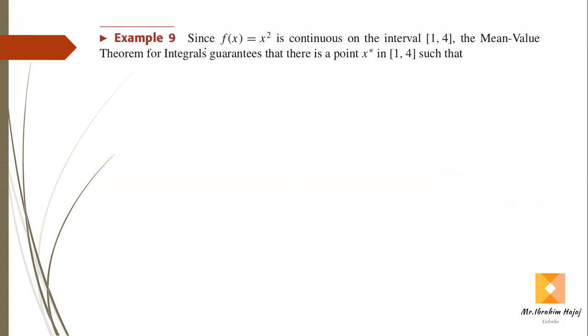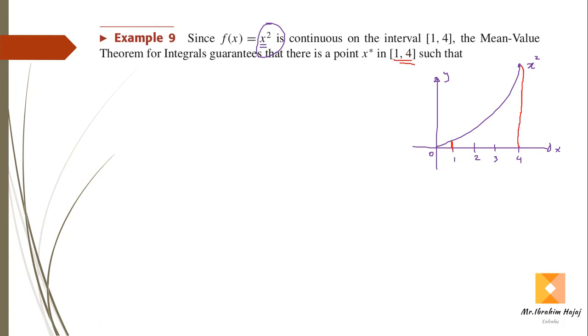For example, here is a question on it. Since f of x equals x squared is continuous on the interval 1 to 4. If we graph quickly x squared, starting at 0 and we have 1, 2, 3, 4, and here is the x-axis and y-axis. To graph x squared, we all know that it is a continuous function like this. So from 1 to 4 we work on 1 to 4. From 1 here till b is 4, approximately. This is the area.